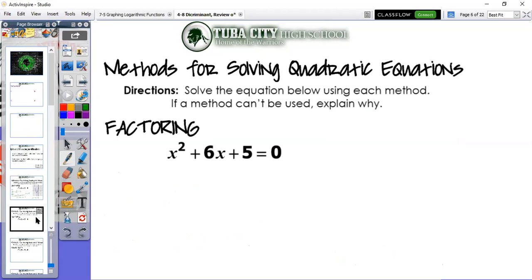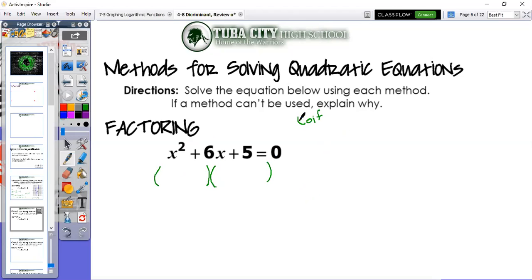The other one is factoring. So when factoring, well, let's see. How do we use factoring? Well, we got to be able to use the reverse FOIL method, and we make our double bubble, and let's just see if we can do this.